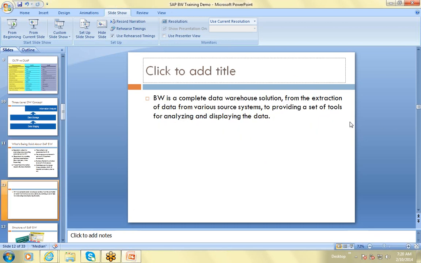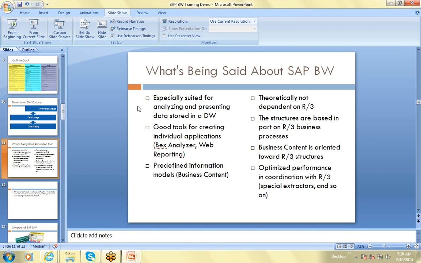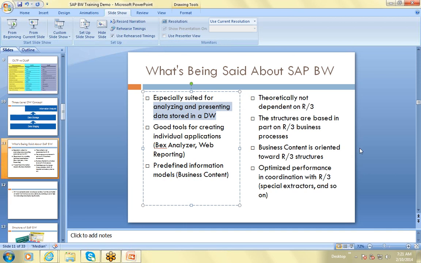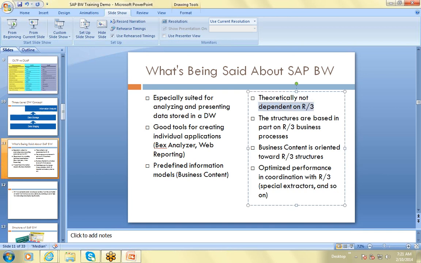Let's be specific to SAP BW. This SAP BW system is especially suited for analyzing and presenting the data stored in a data warehouse, with good tools for creating individual applications. These are the different tools for reporting purposes, and predefined information content, which is considered the business content. Just have an idea of these points. We would dig into details once we start our practicals, once we log into our SAP BW system. And theoretically, it does not depend on R3.